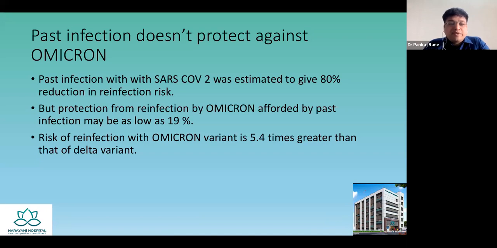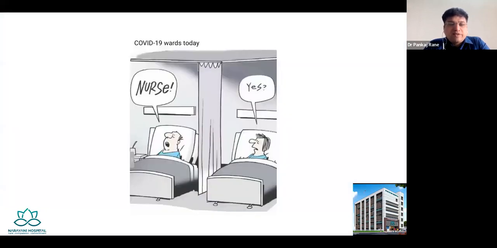That's why we are getting previously infected patients, vaccinated patients, and healthcare workers getting COVID. So that is the picture. We can see he's calling the nurse, and the nurse is admitted on the side bed. So she's saying yes. So that is the scene. So healthcare worker protection is also very important.